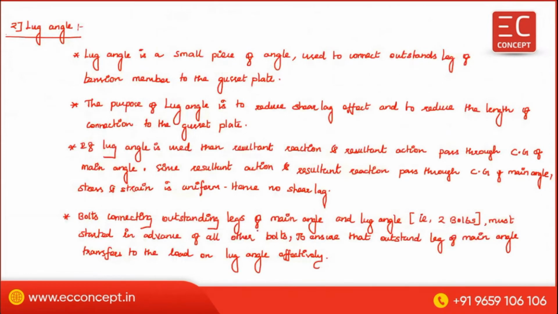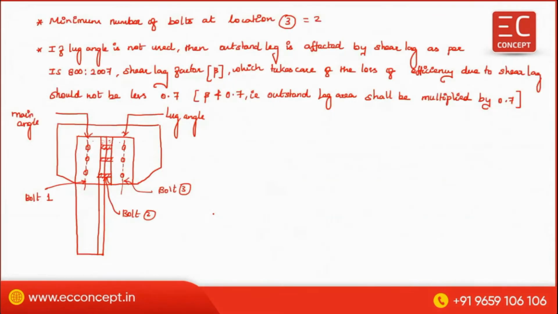These bolts are started in advance of all other bolts to ensure that the outstanding leg of the main angle transfers the load to the lug angle effectively. This bolt starts to share the load in advance in order to transfer the load from the main angle to the lug angle. So actually the force is acting on the main angle, right? So this force is transferred to the lug angle through this outstanding leg connector bolt. And at least we have to use a minimum of 2 bolts on the outstanding leg.